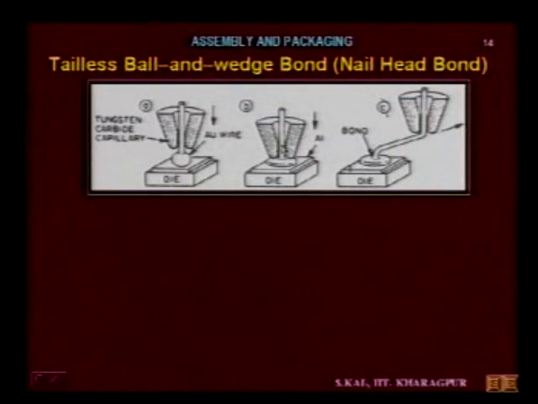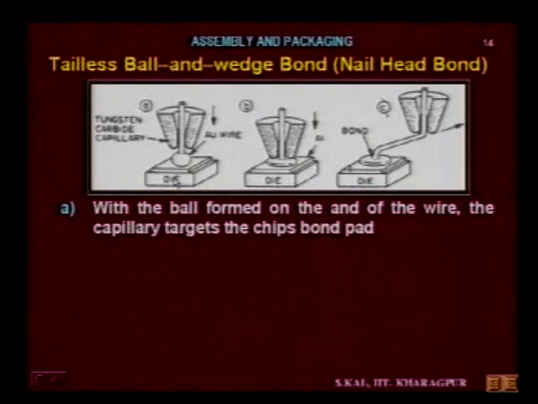In this diagram, it is shown that this is a die and this is the bonding pad, one of the bonding pads. This is the bond head, nail head bond, and in this nail head bond there is a gap, a channel through which wire comes, and this nail head is made of tungsten carbide, and through this capillary the wire of 25 micron diameter is coming.